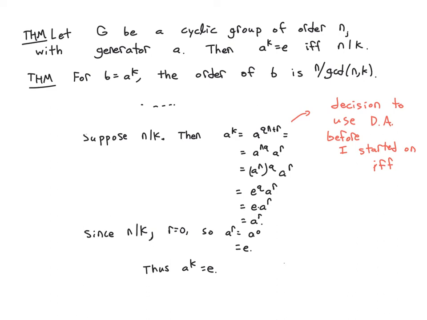So repeating the same calculation we've already done, a to the k is equal to a to the r. This is true regardless of whether or not n divides k, which suggests that I actually could have edited the proof even further and made this a lemma, but oh well. So a to the k is equal to a to the r. Since n divides k, r is actually 0.